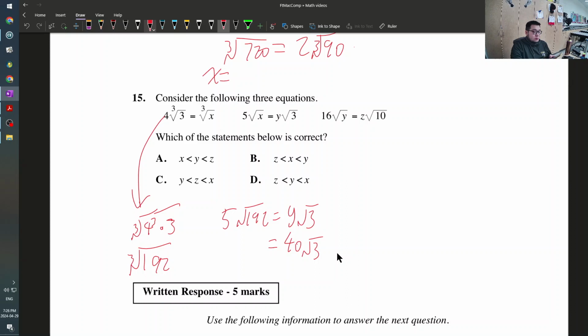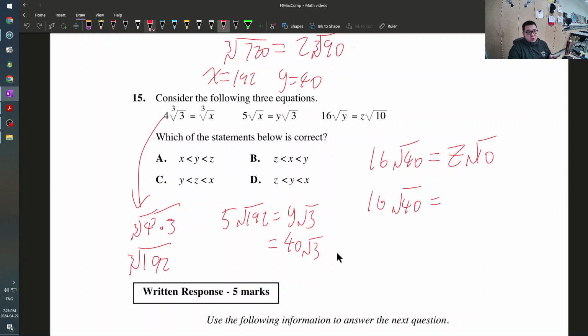So let's say x is equal to 192. y is equal to 40. And then 16 root 40 is equal to z root 10. Again, simplify. 16 root 40 is equal to 32 root 10. Okay, so let's see. z is equal to 32. So which one is smallest? z, y, x. 15 is D.